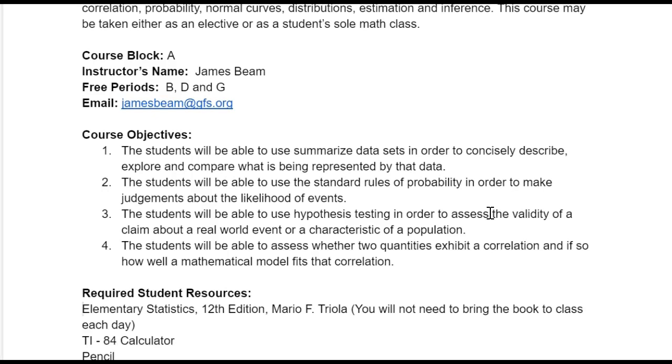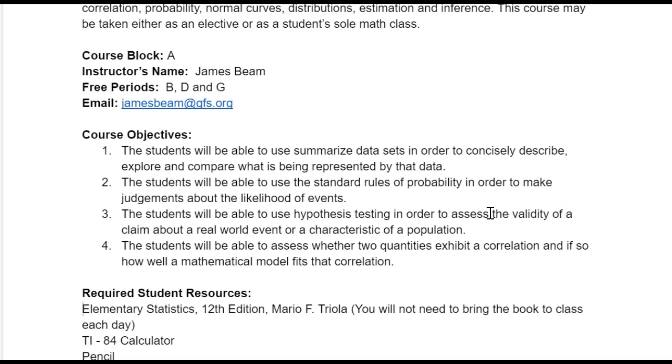The objectives of the course are listed here. The early parts of the course are about summarizing data. Then we look at probability. Then we leverage that to do hypothesis testing. And we look at whether or not mathematical models fit. This again is material that until you're in the course, you're not going to make a whole lot of sense from it, but it's there.